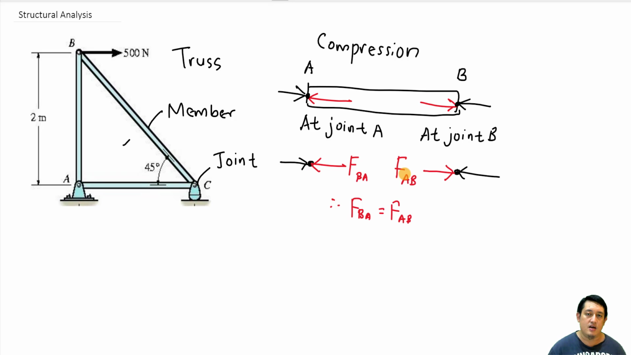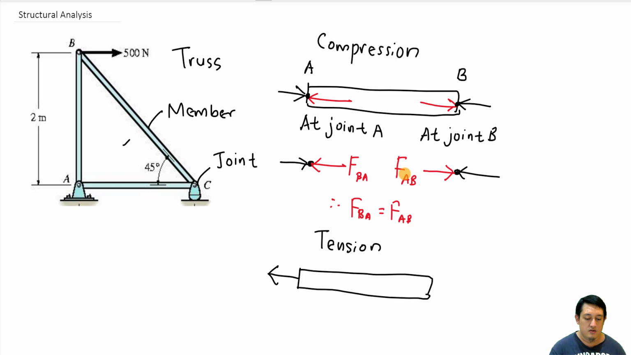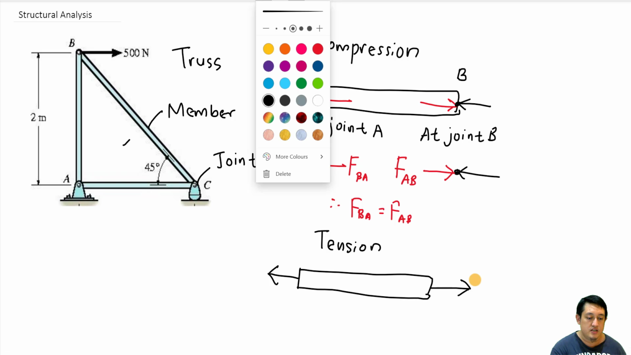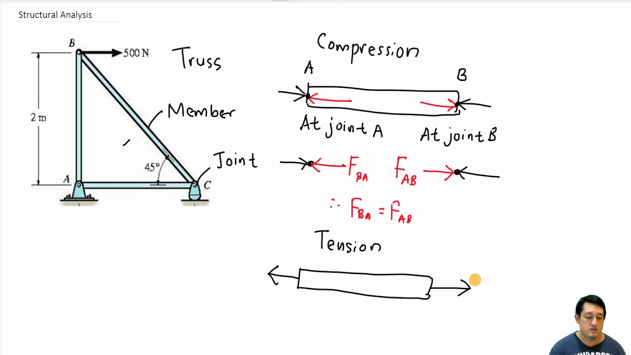So what about tension? I mentioned earlier we have two kinds of force condition inside the member. Tension is the opposite of compression. It means that we want to pull the member, in this direction. What happens to the member? The member will also create a reaction force, just like when it is in compression. So what is the direction of the force when it is in tension?